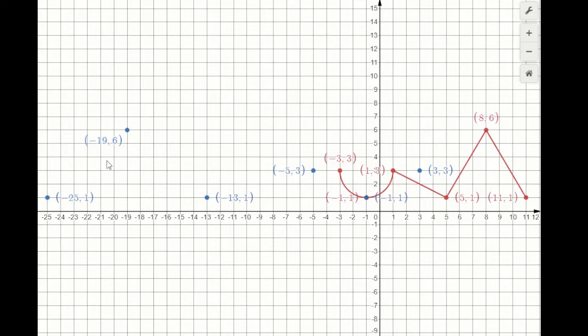So now from the far left to this point, I'm going to go a straight line. All right, so just like that. And then from between here to here, it's another straight line. All right, just like that.